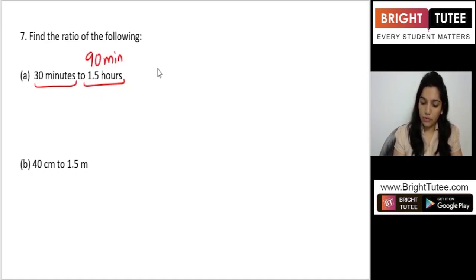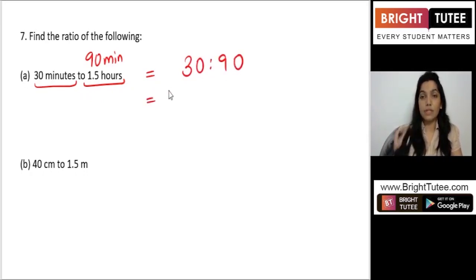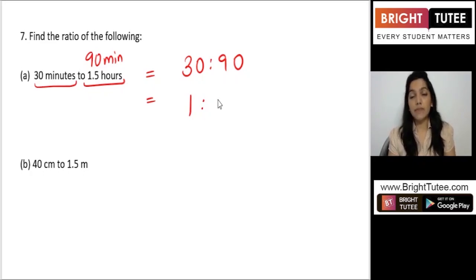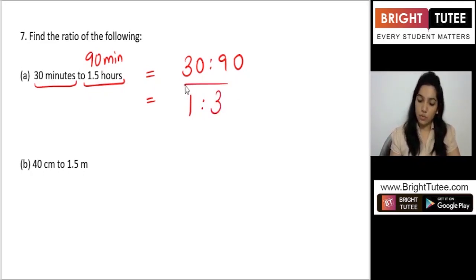So what are we going to find? The ratio. The ratio is of 30 to 90, and we can further simplify this. Both these numbers have 30 as their highest common factor, right? So 30 divided by 30 gives 1, and 90 divided by 30 gives 3 as the answer. So 1 over 3, or we can say 1 is to 3 is the ratio in the lowest form.